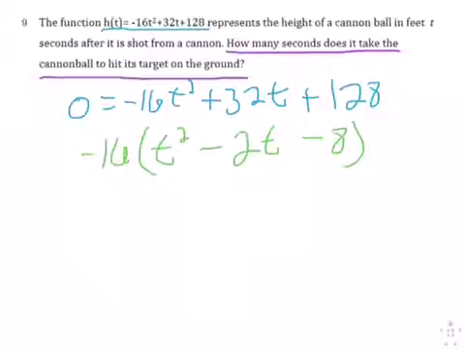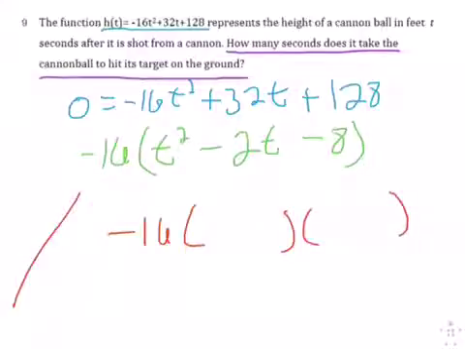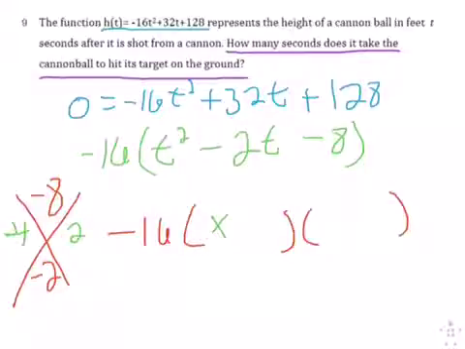Now, once we have that, we carry along the negative 16 out front, and then we need to factor what's in the parentheses. We can do that by using our big X method. So negative 8 goes on top, negative 2 on the bottom. We need to know what multiplies to negative 8 and adds to negative 2. We know 4 times 2 multiplies to 8, but we need a negative 8 and a negative 2 on the bottom. So we're going to make the 4 negative, because negative 4 times 2 is negative 8, and negative 4 plus 2 is negative 2. So in my parentheses, I have x minus 4 and x plus 2.